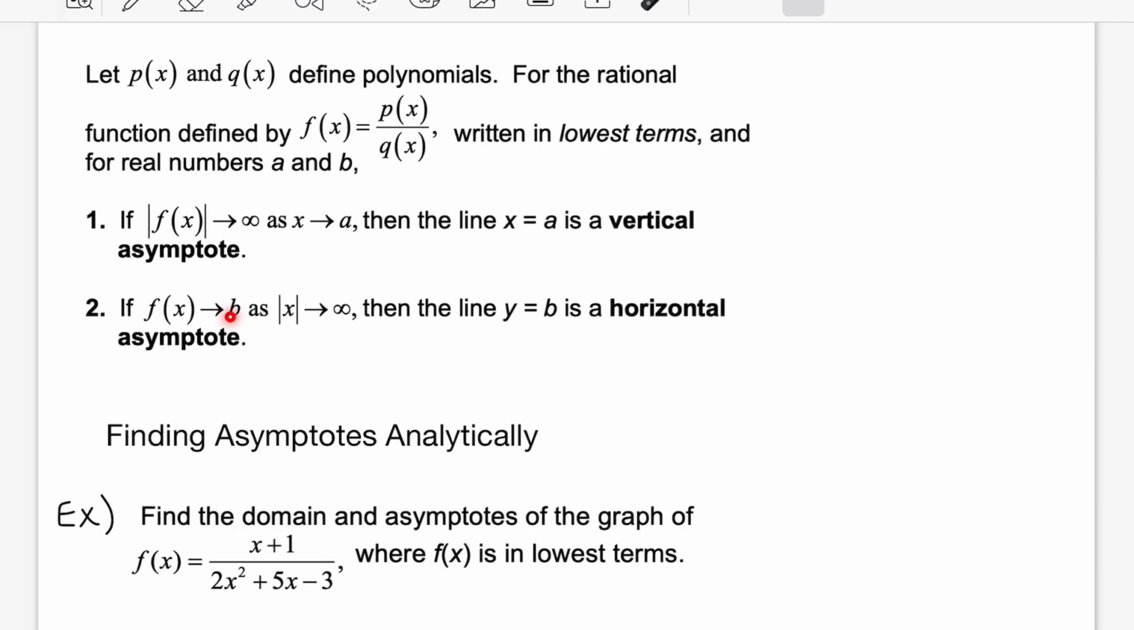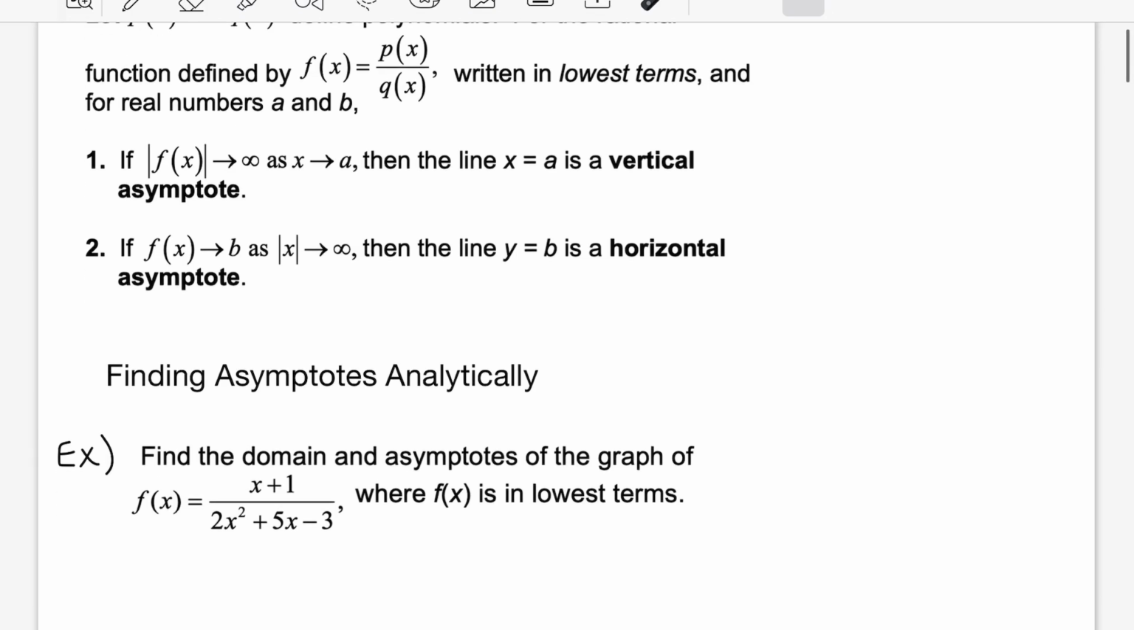And if our function approaches some number as x gets bigger and bigger, then the line y is equal to that number b is going to be a horizontal asymptote. So we'll see this more in this following example here, but vertical asymptotes occur where the denominator of a rational function approaches 0. And a rational function cannot cross this vertical asymptote because then we would be dividing by 0, which we know we cannot do. And then horizontal asymptotes occur when the x values get very large in the positive or negative direction, and we can cross these horizontal asymptotes.